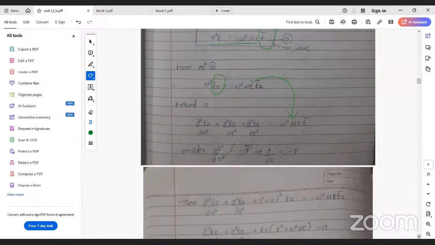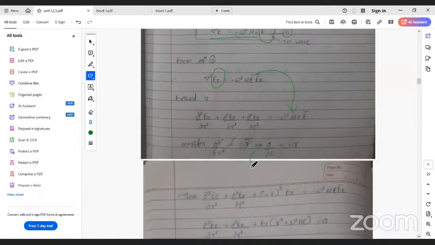Now in place of dou by dou z, I substituted minus gamma. Dou by dou z plus, what I am keeping? I am keeping minus gamma. Now cross check the equation again. Rewriting: dou square Ez by dou x square, dou square Ez by dou y square. In place of dou square by dou z square, what I am writing? Gamma square. Minus gamma square times Ez equal to minus omega square mu epsilon along z axis Ez.